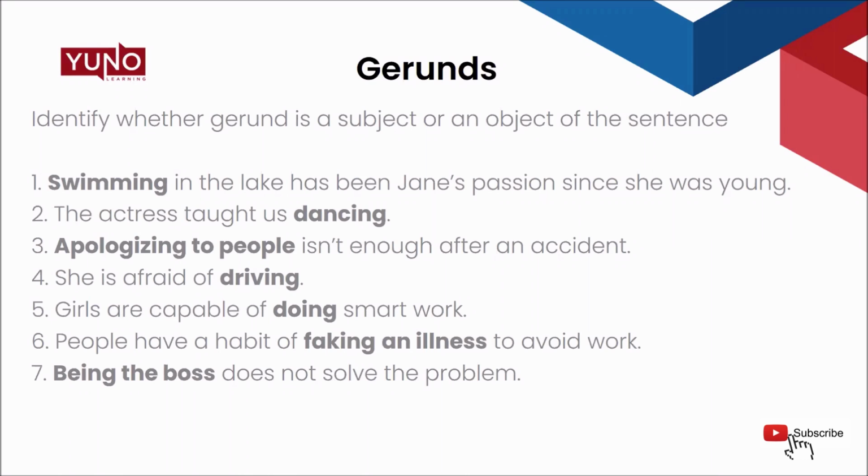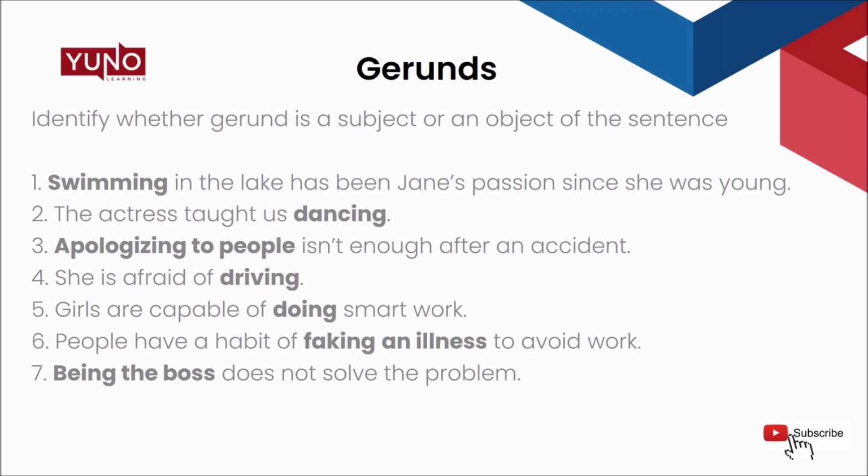The actress taught us dancing. So, of course, the doer or the hero of the sentence here is the actress. And what did she teach us? She taught us dancing. So this is an example of a gerund as an object word. Apologizing to people isn't enough after an accident. So this is an example of a gerund as a subject, but this is a gerund phrase.